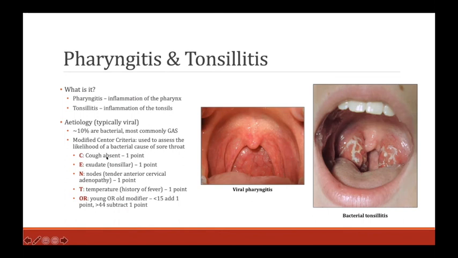So whether or not they have a cough, the presence of pus, particularly on the tonsils, the presence of lymphadenopathy, whether or not they've had any history of fever, and finally their age itself. So using the Centor criteria, you can score whether or not the patient is having a bacterial or a viral episode, and then that can guide your management there as well.